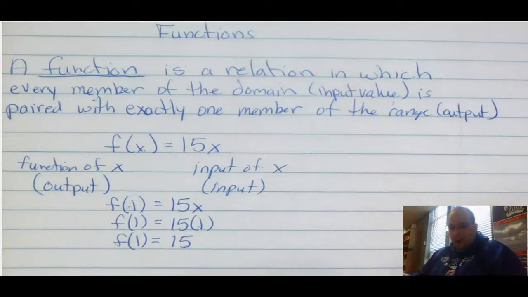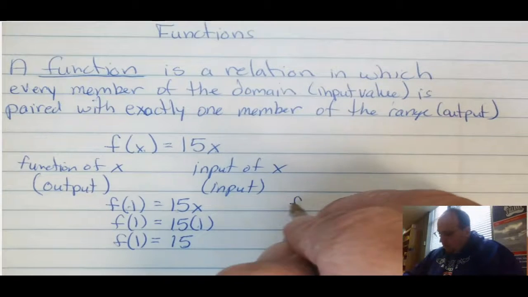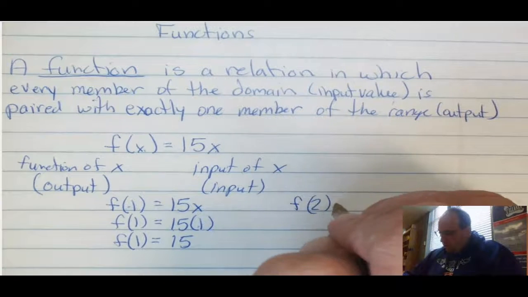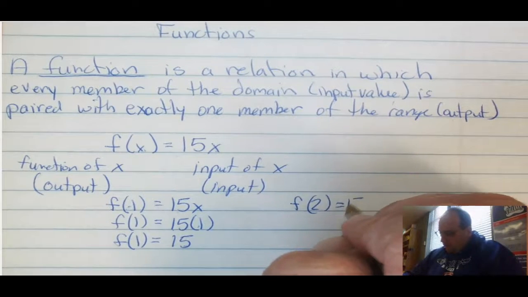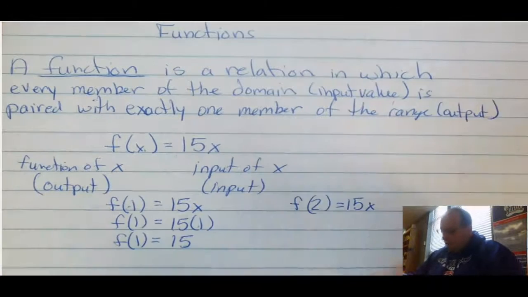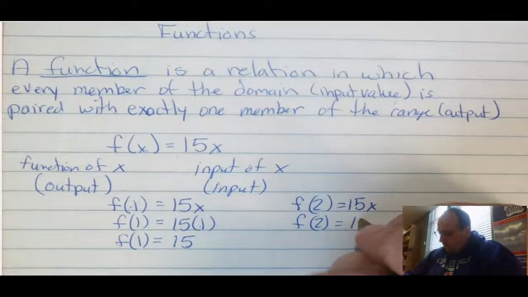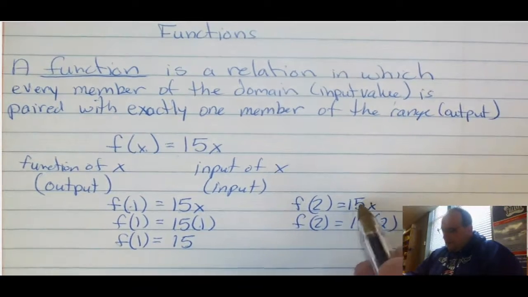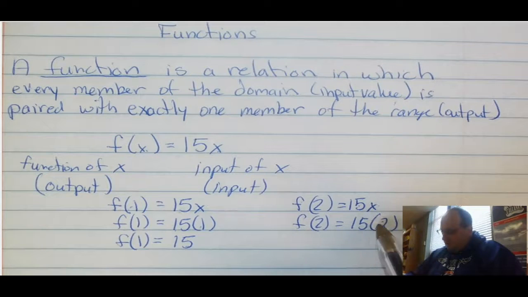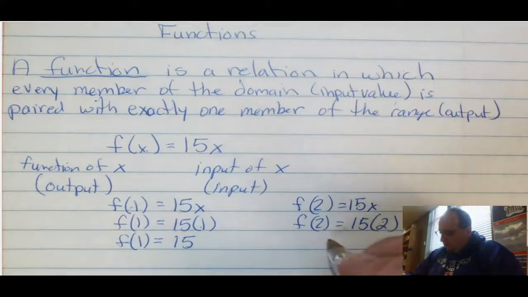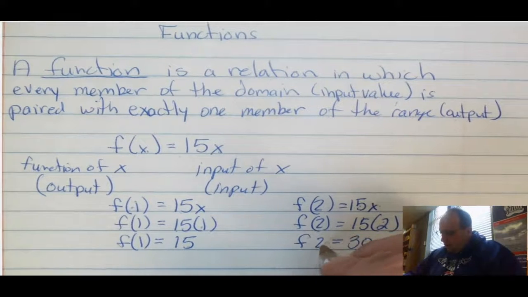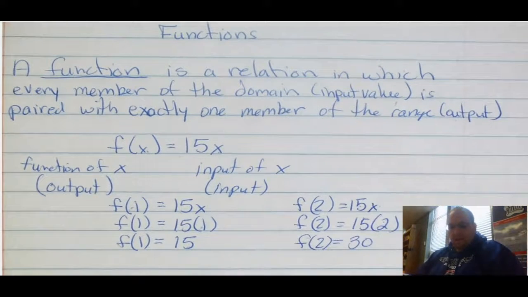I could try that with 2 also. So I want to find out what is the function of 2 in 15x. So I again would go ahead and substitute 2 in for x. So I'm going to put a 2 in for x. And because I'm multiplying between 15 and x, I'm going to do 15 times 2. 15 times 2 is 30. So the function of 2 would be 30.